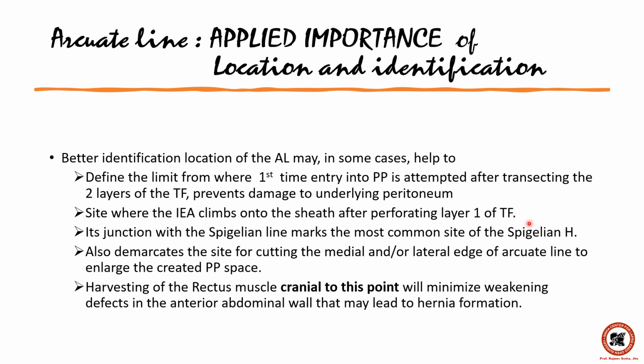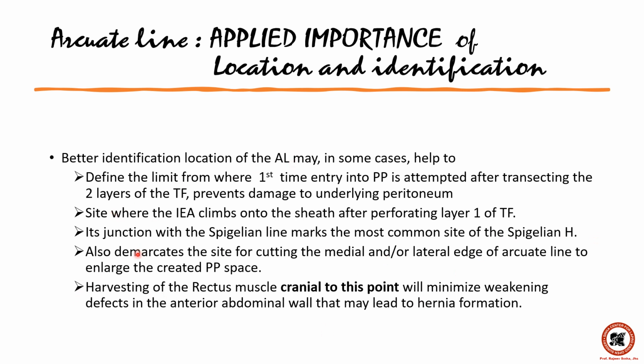Remember, the inferior epigastric artery is lying between layer number 1 and layer number 2. So, if it has to climb into the posterior sheath, it has to perforate layer number 1 and then go into the sheath. It is also a junction with the Spigelian line. Its junction with the Spigelian line marks the most common site for Spigelian hernia. We show it in the next slide. The intersection between the arcuate line and the semilunar line is the area where you get the highest incidence of Spigelian hernia.